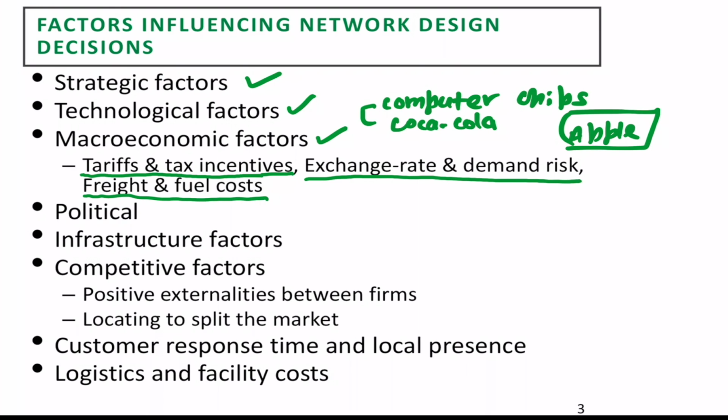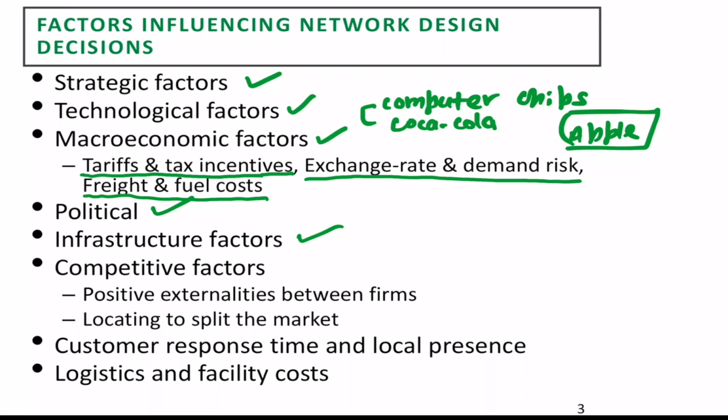Freight and fuel costs also play a very important role. So we have seen in 2008 and 2009, oil prices were very high, and in 2016 and 17 it has come down a lot. So obviously it has a big impact on network design decisions because they directly impact transportation cost. Political stability of a country is definitely important when deciding where to locate a facility.